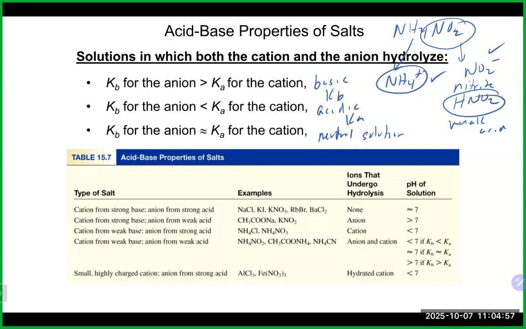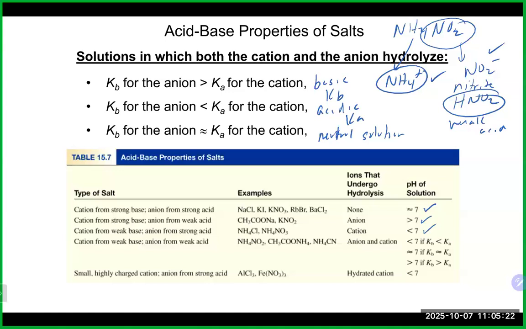So here's sort of a table of what we talked about with our salts. Again, anything from a strong acid and strong base is going to be equal to 7. Anything that basically comes from a weak acid will be basic. Anything that comes from a weak base will be acidic. And again, if you have both that will go through hydrolysis, you do have to do the comparison there.